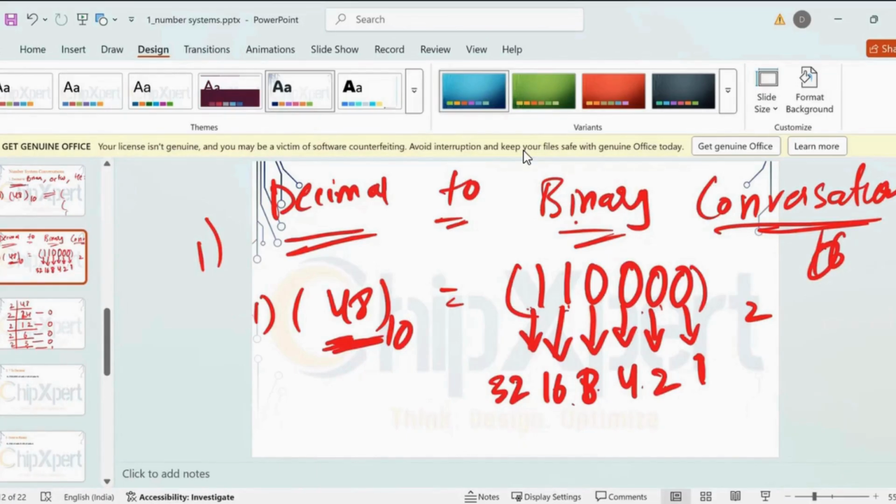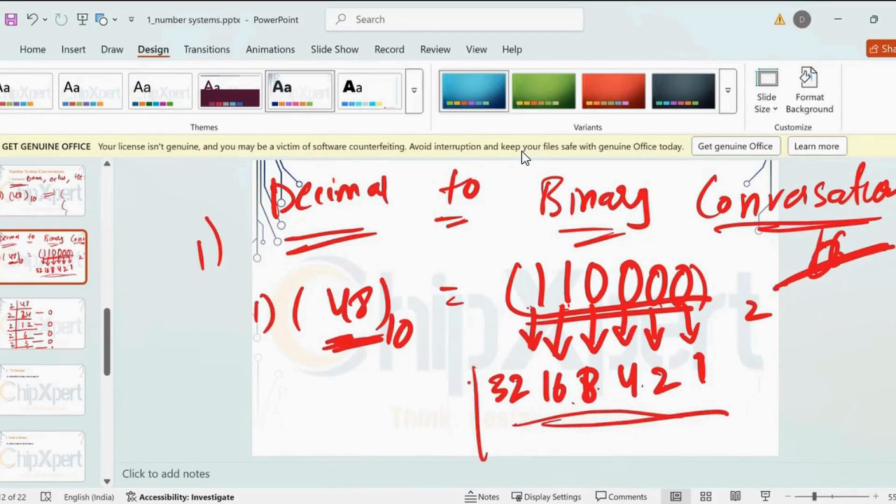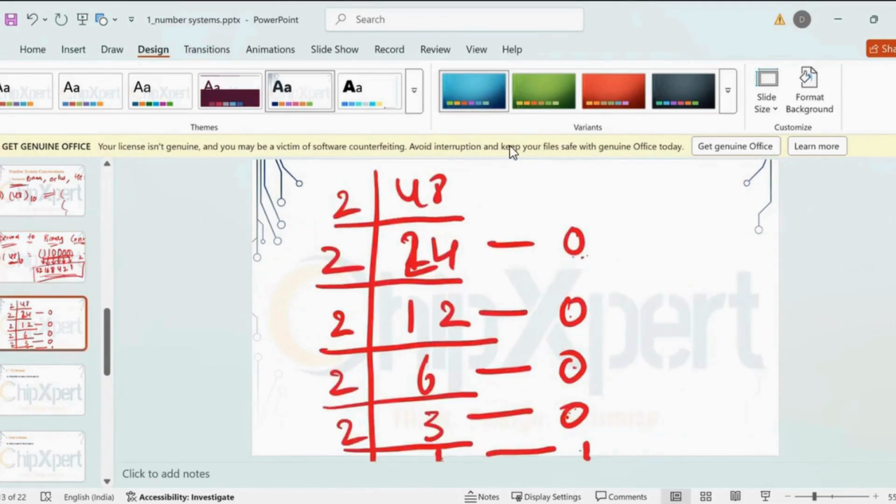So if you want to find out whether the conversion is correct or not, we do this. If you just want to make the conversion, the division is enough. But if you want to verify whether the conversion you did is correct, we cross-check it by multiplying with weights. Okay, so the next conversion.